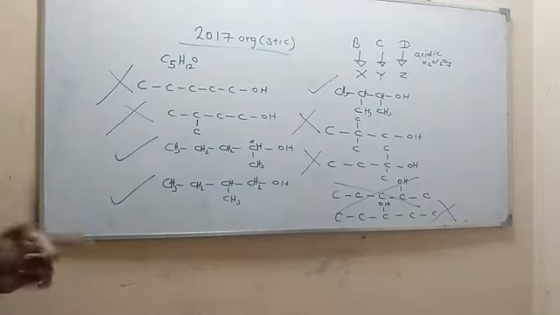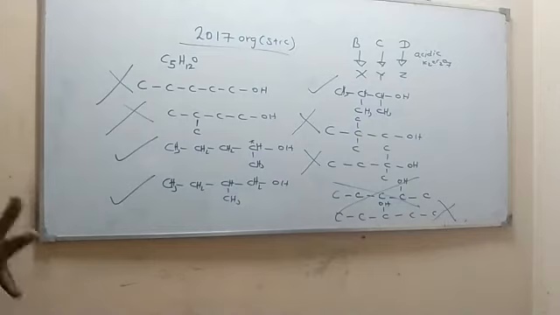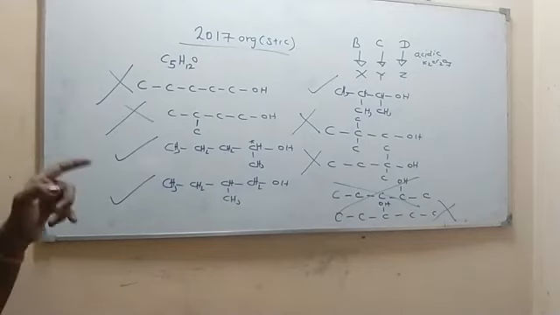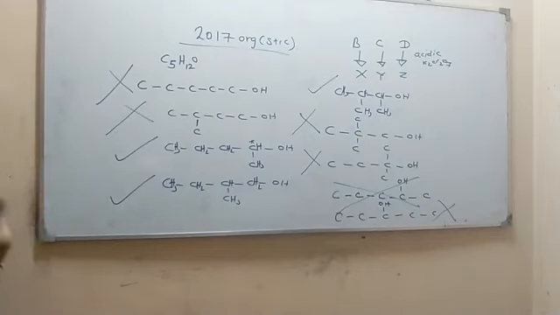But A, they didn't tell about it. That means what they are saying, you can't take a conclusion like A doesn't react with acidic K2Cr2O7. It might react, but with sodium borohydride, it cannot be converted back. That means what? A should be what? A should be a primary alcohol.